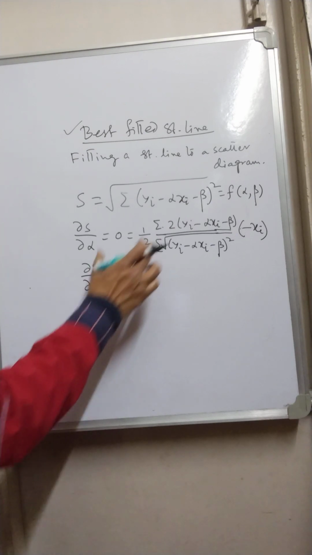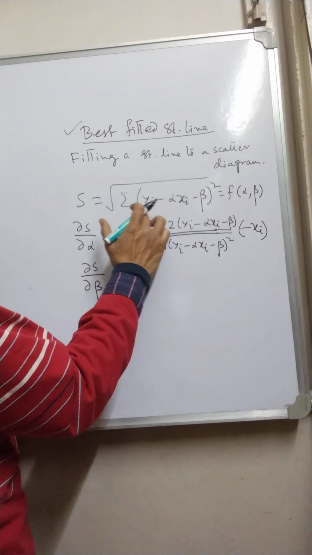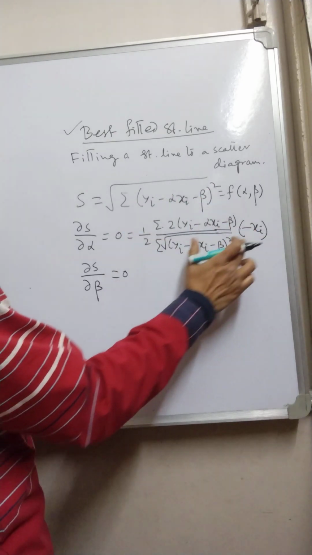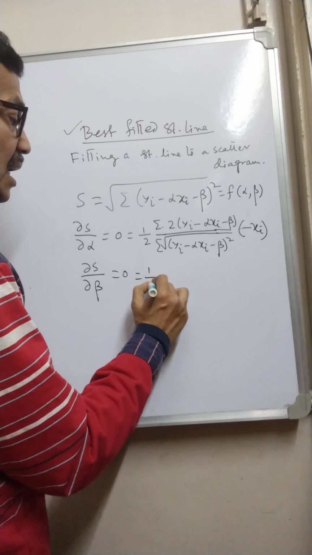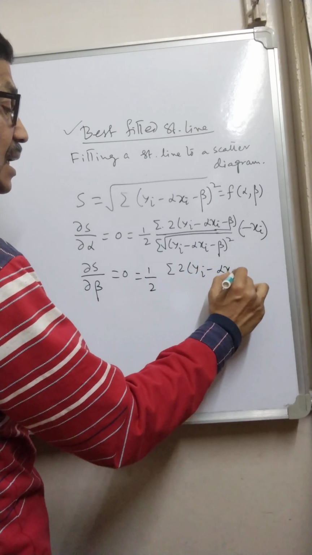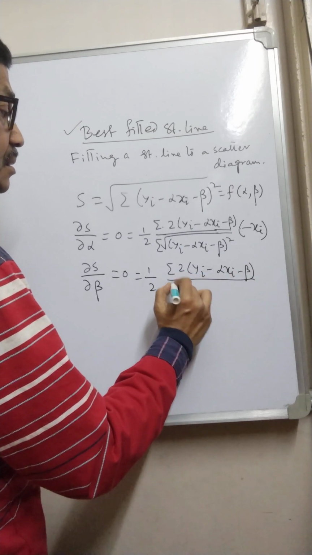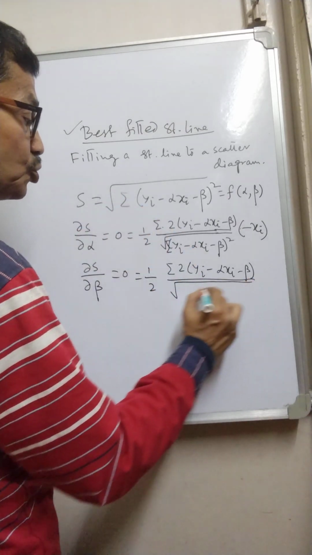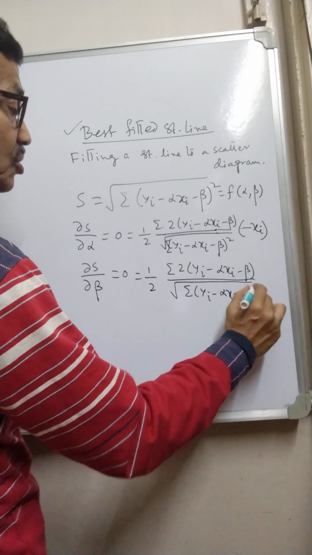And then we take the derivative of x with respect to alpha, and when you take the derivative of x with respect to alpha, it becomes 2 yi minus alpha xi minus beta, and then chain rule derivative of this with respect to alpha gives us minus xi. And here we have the same thing, half summation 2 yi minus alpha xi minus beta by, here I have erroneously written the summation outside the root, which should be inside the root, this.